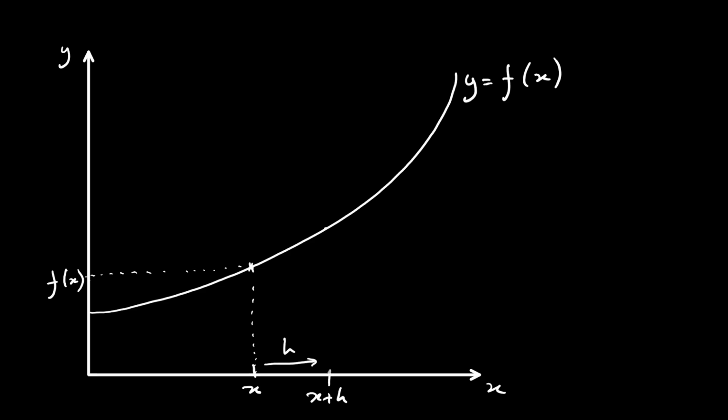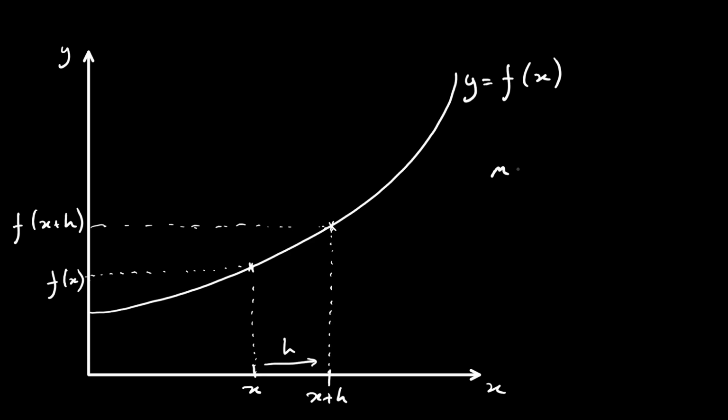So I'm at x plus h, and then I'm also going to have a y value. Can you think what that y value is going to be? Well, if my x value is now x plus h, I put my x plus h in for x in my function. So my y value is f of x plus h. Now what I just need to do is find the gradient. I've got 2 points, so I can find the gradient between those 2 points.